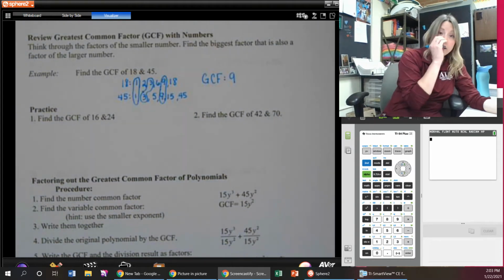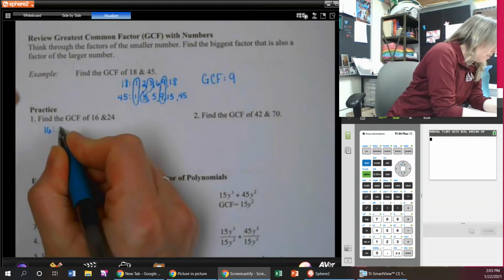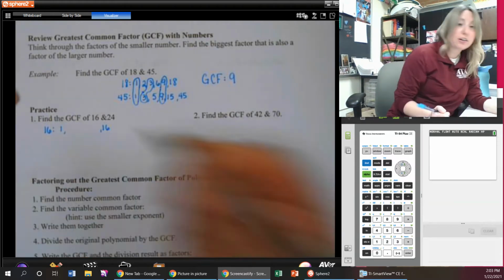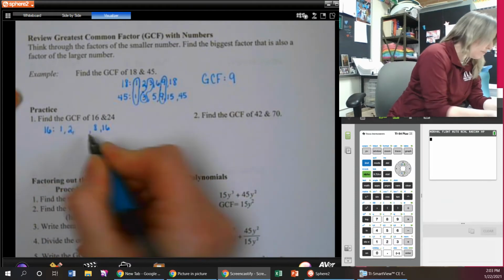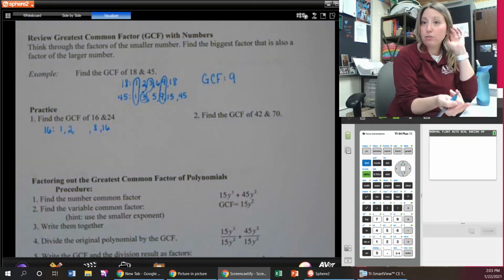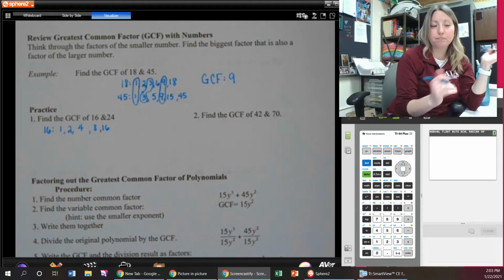Okay, let's do that again for 16 and 24. So factors of 16: 1 and itself is always a factor. Then, of course, 16 is even, so 2 and 8. And then not divisible by 3, so 4 and 4. You only have to write it once.